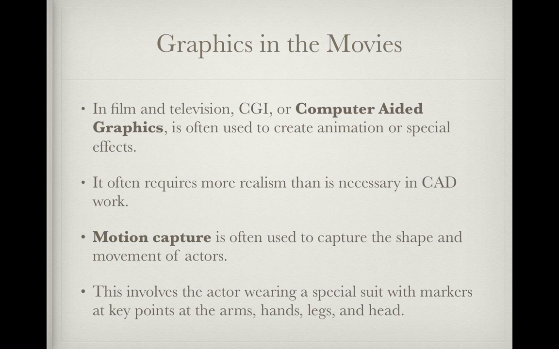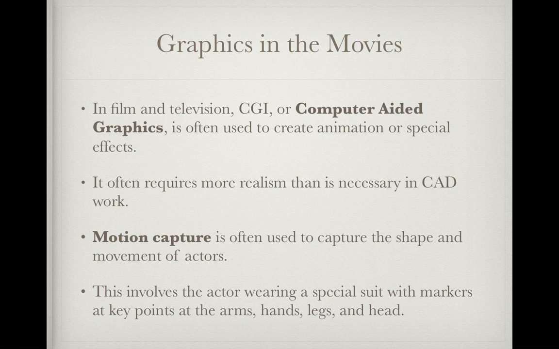Graphics in the movies. In film and television, CGI, or computer-generated imagery, is often used to create animation or special effects. It often requires more realism than is necessary in CAD work. Motion capture is often used to capture the shape and movement of actors. This involves an actor wearing a special suit with markers at key points in the arms, hands, legs, and head.